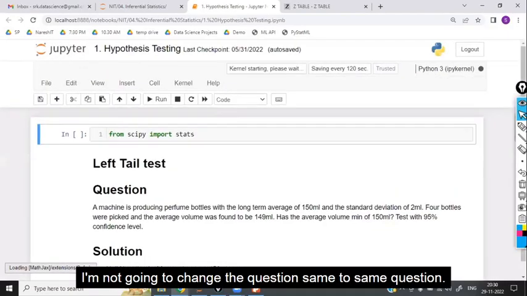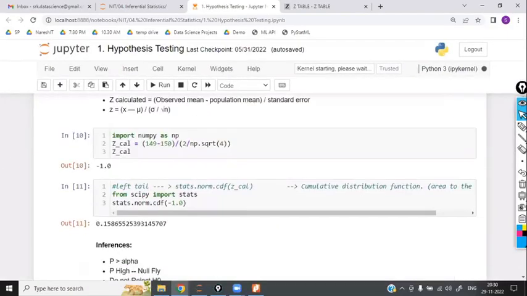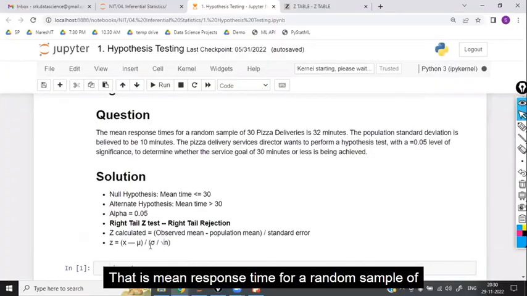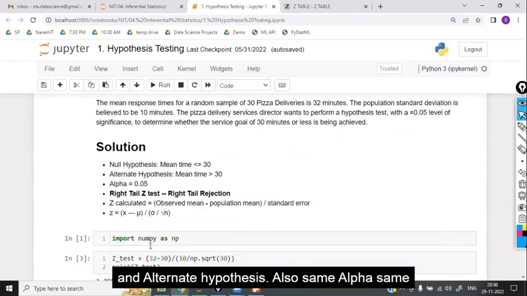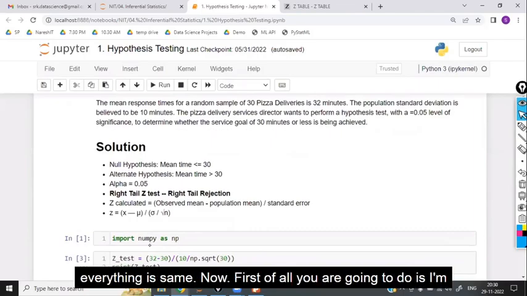I'm not going to change the question. Same question. The mean response time for a random sample of 30 pizza deliveries is 32 minutes. Same question, and the null and alternate hypotheses are also the same. Alpha is the same. Everything is the same.